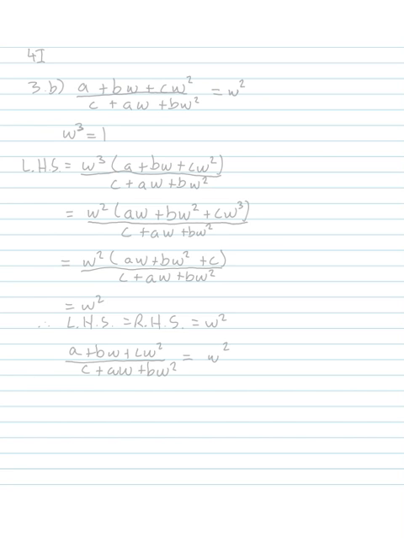Alright, so in exercise 4I in Patel, in question 3b, we are required to prove that A plus B omega plus C omega squared over C plus A omega plus B omega squared is all equal to omega squared.